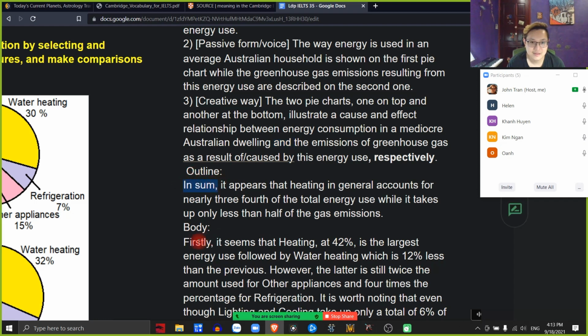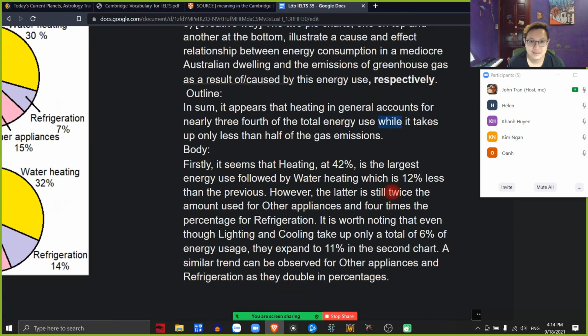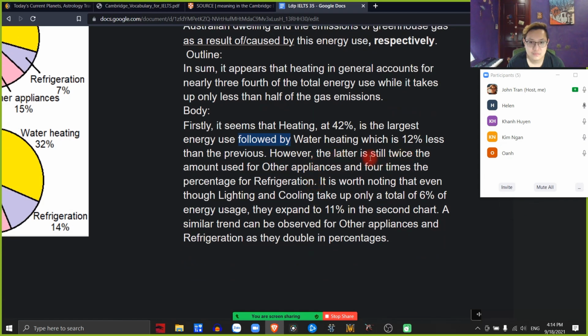In sum, firstly, while, however, followed by, được theo sau bởi, followed by, được theo sau bởi. Cái câu kế tiếp á thầy mình thêm chữ as cho sánh bằng vô trước cái sau chữ twice rồi này, is still twice as.